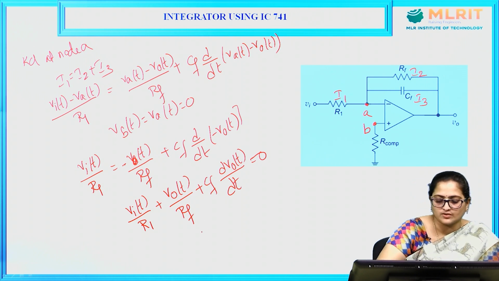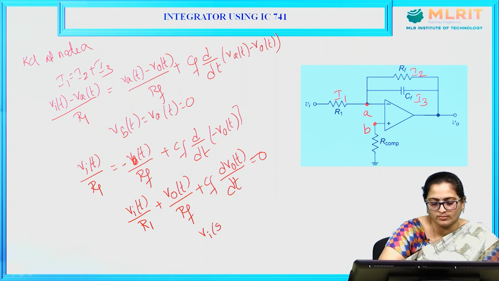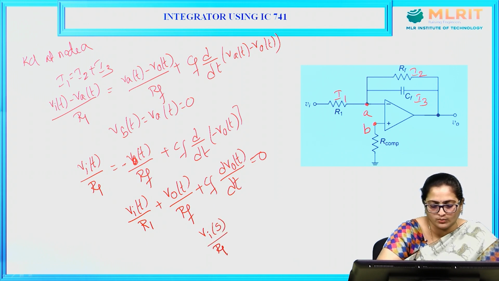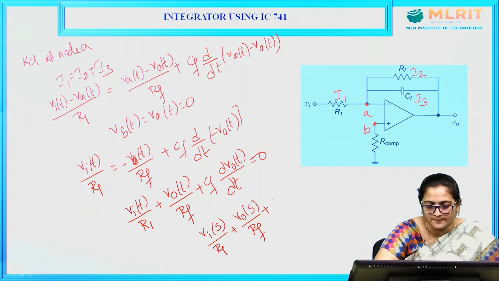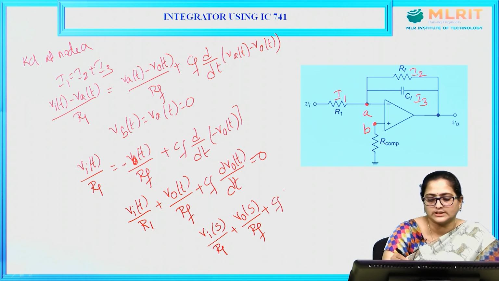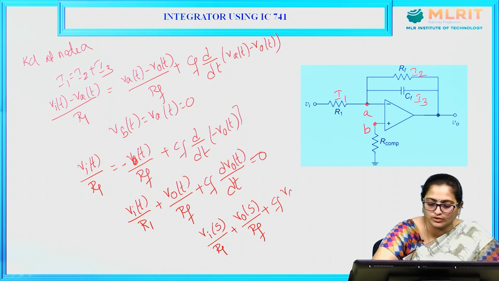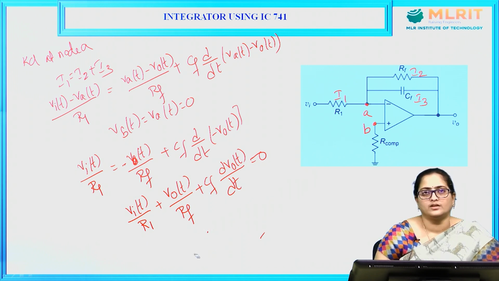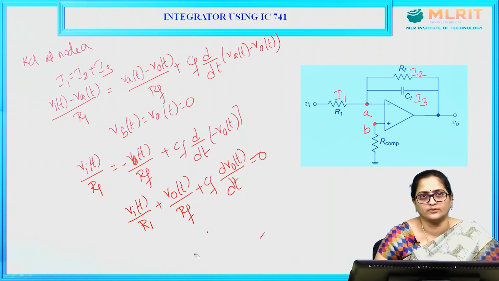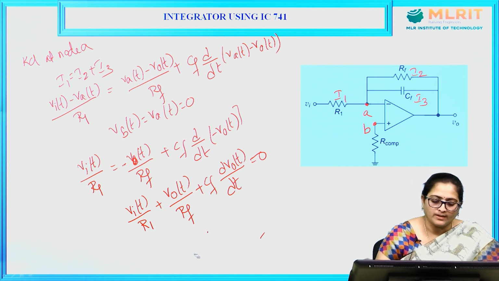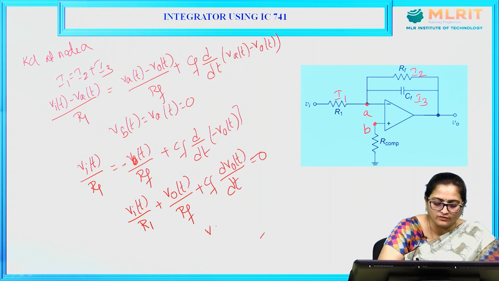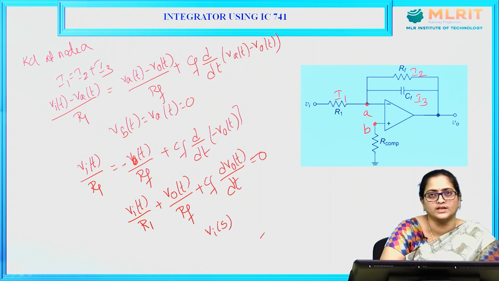And by applying a Laplace transformation, you can write this in the frequency domain. You can write it as Vi of S divided by R1 plus V naught of S divided by RF plus CF into dV naught of t by dt, which becomes V naught of S into S. So finally, by applying the Laplace transformation, converting from the time domain to the frequency domain, this equation can be given as Vi of S.